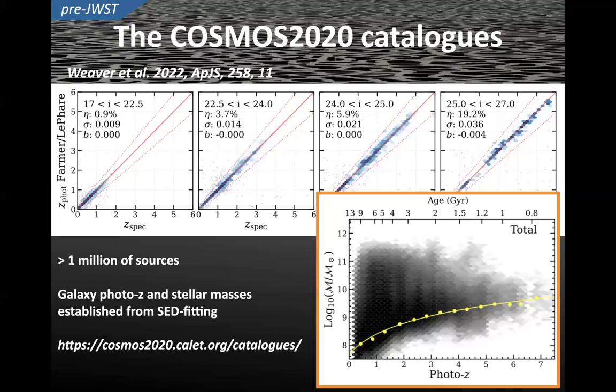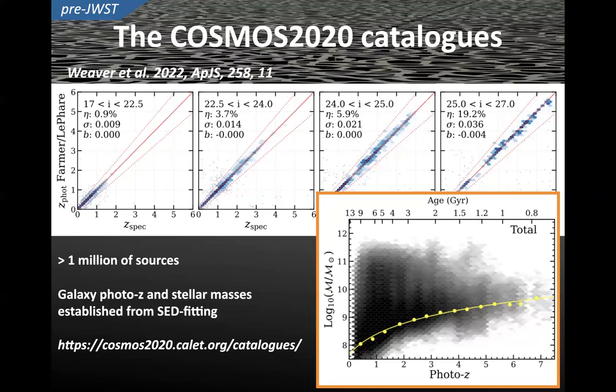So I'm going to show a few slides, a few results now, before James Webb. So that's the result that we got 2 or 3 years ago. And after I will show the results with James Webb. So first I want to introduce the COSMOS2020 catalog. So that's a catalog that we did with John Weaver, mainly, and Olivier Kauffmann. So that's a catalog where we have more than 1 million sources.